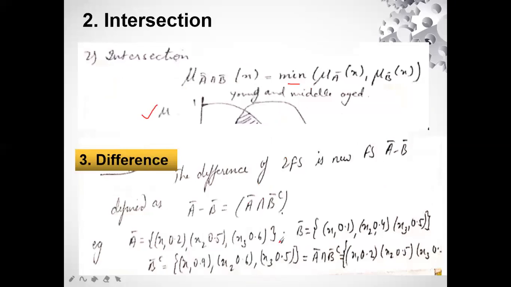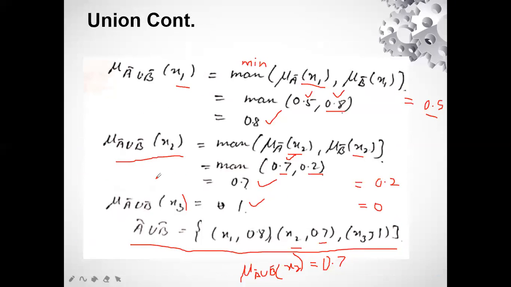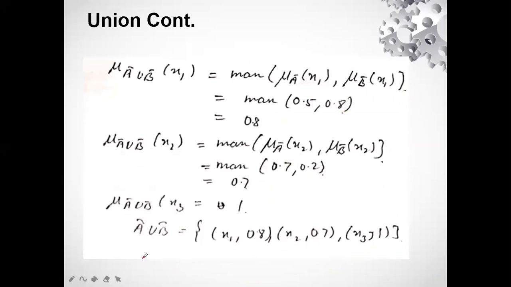So you can see here what we are going to see. Let's take the eraser. What will be the answer? See, A bar intersection B bar will be equal to, in braces, first the x1 element, comma, what is going to be for x1? The minimum is 0.5. So 0.5.